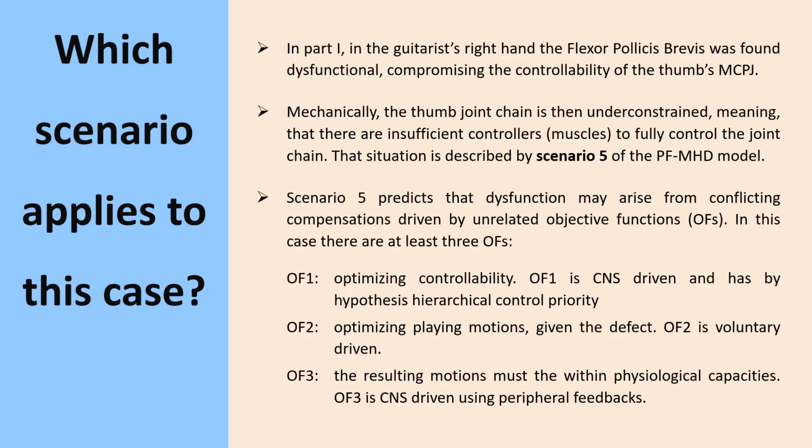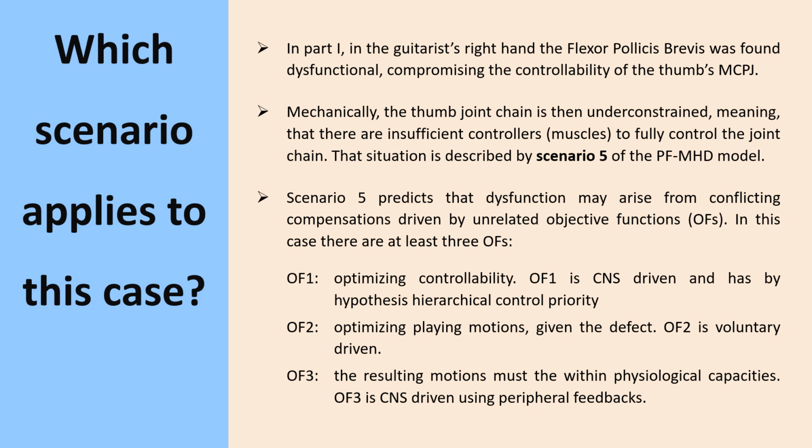In Part 1, in the guitarist's right hand, the flexor pollicis brevis was found dysfunctional, compromising the controllability of the thumb's MCP joint. Mechanically, the thumb joint chain is then under constraint, meaning that there are insufficient muscles to fully control the joint chain. That situation is described by Scenario 5 of the peripheral factor model.